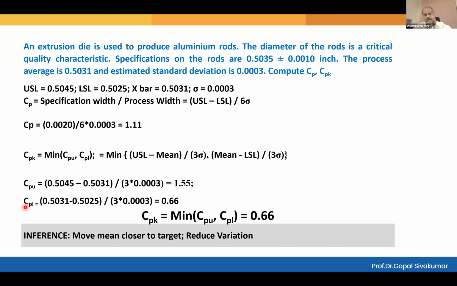So CP lower, you have to calculate CP lower. You see, CP lower is 0.66. That CP lower is assigned to CPK. Now tell me, your CP is 1.11. Your CP itself is unacceptable. Process is not consistent. So you have to further reduce the variation. And CPK is unacceptable. In addition to reducing variation, you have to move the mean closer to target. Do you understand, all of you? Move the mean closer to target.